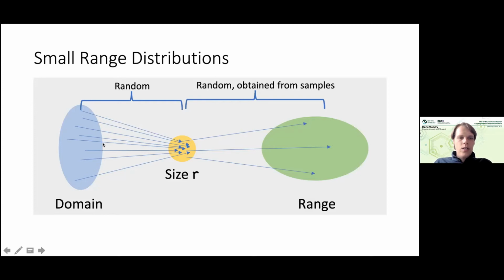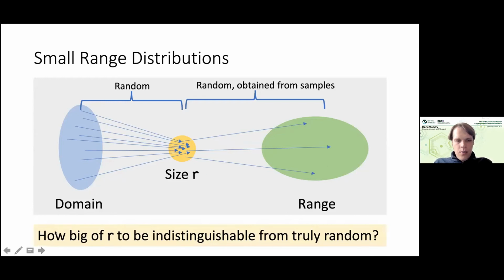The other component is going to be a random function from my domain into the index set R of size R. And the overall function is going to be the composition of these two. So to evaluate the function, I first take my random function, apply it to whatever domain element, and get an index. Then I apply my second function, or I just look up the sample according to that index, and I get my range element. All right, so this is a small range distribution.